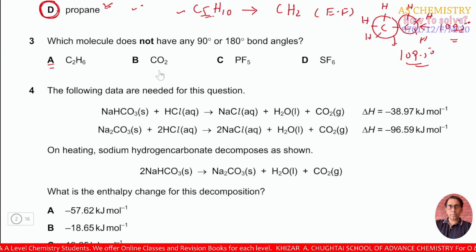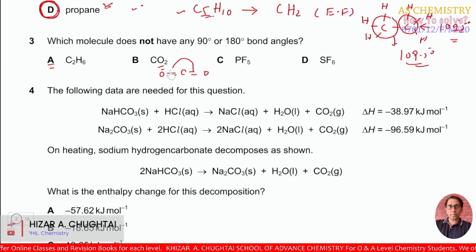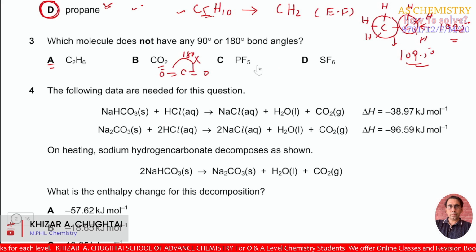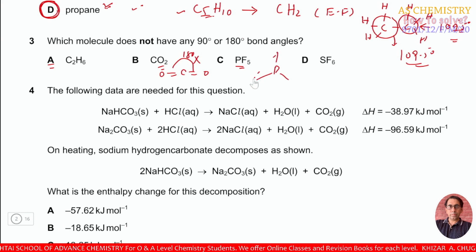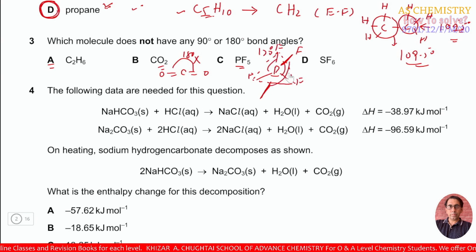However, we can check the rest of the options. CO2 has 180 degree between these two bond pairs, two sigma bond pairs. PF5: P has 3 F over here. It is a trigonal bipyramidal type molecule, and 2 F are lying above and below the plane. So between these 3 F the bond angle is equal to 120 degree, and here is 180 degree, and between these 2 F is 90 degree. So again, this is not the correct option.